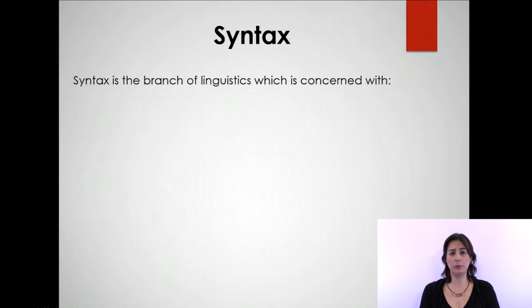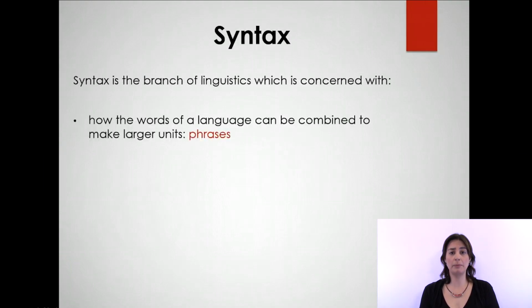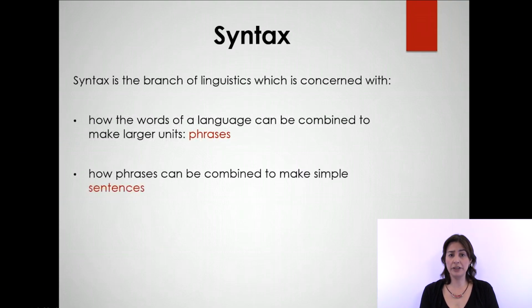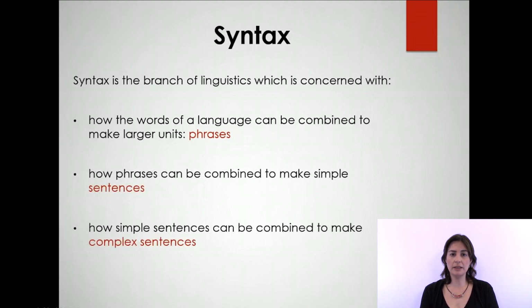Syntax is the branch of linguistics which is concerned with how the words of a language can be combined to make larger units, phrases, how phrases are combined to make simple sentences, and how simple sentences can be combined to make complex sentences. In this unit, we will learn the fundamentals of syntactic analysis.